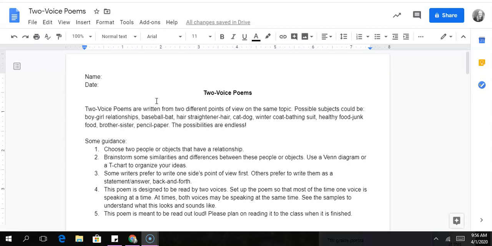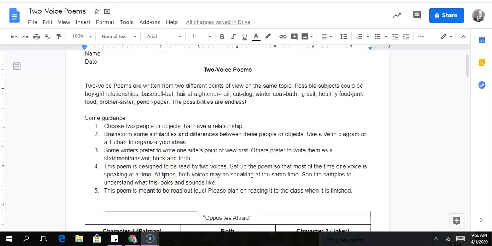So what you're going to do is choose your two characters, and begin by brainstorming a little bit about what those characters have in common and what makes them very different from each other. You might just start by making a list or even making a Venn diagram. Then you're going to start planning and putting it into an actual organizer.